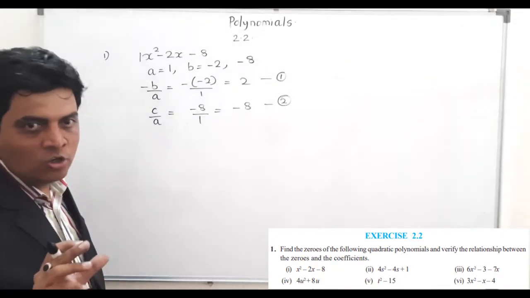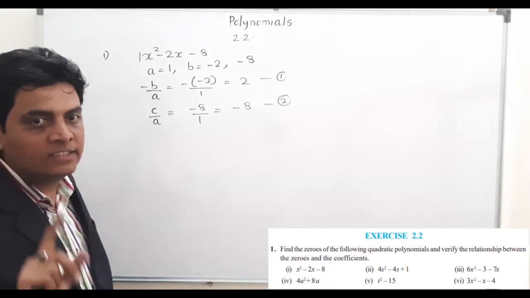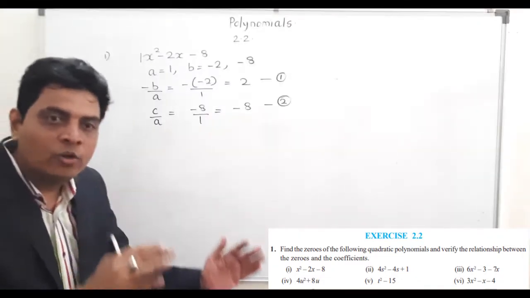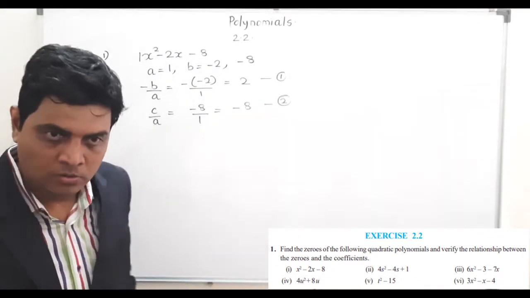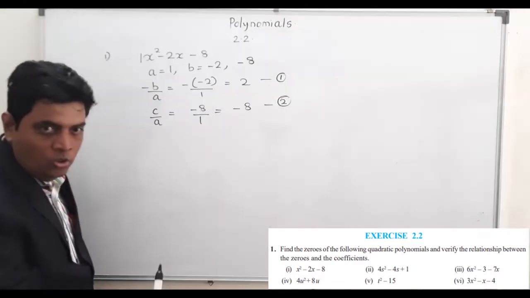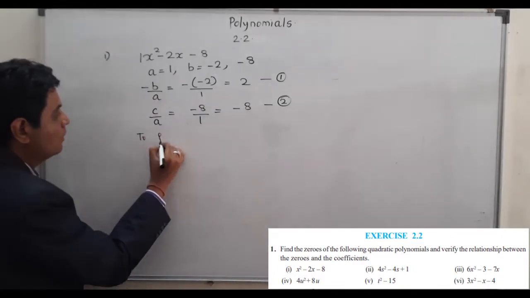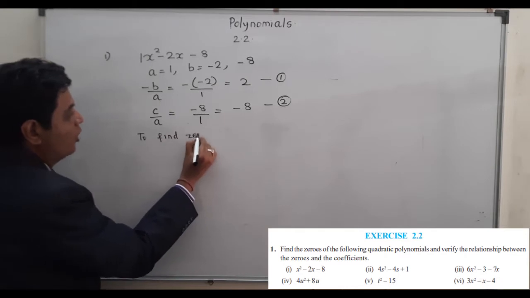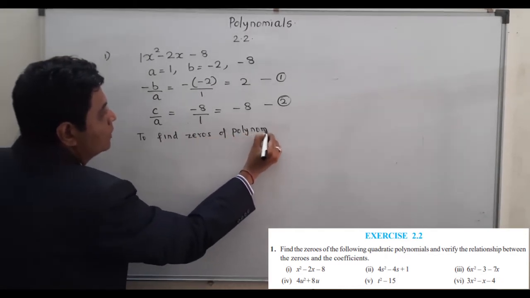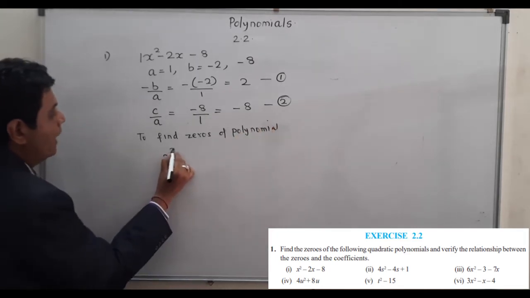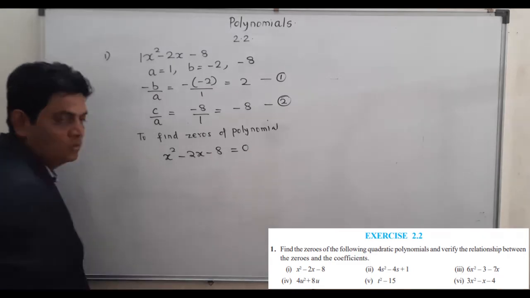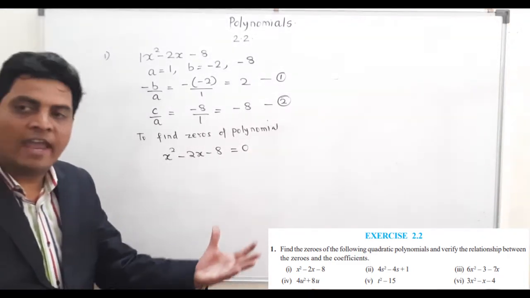How do I find the values of alpha and beta? We have studied in 9th standard how to find the zeros of a polynomial. You will equate this polynomial to 0, because we want those values of x which will make this 0. So to find the zeros of the polynomial, we write x square minus 2x minus 8 and I equate it to 0. So I will get the value of x.